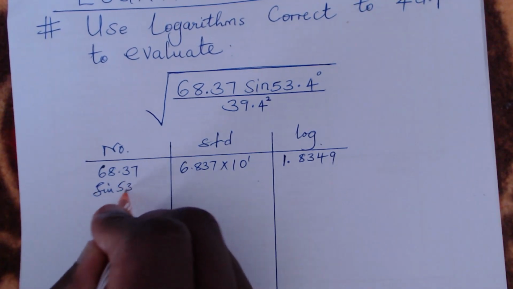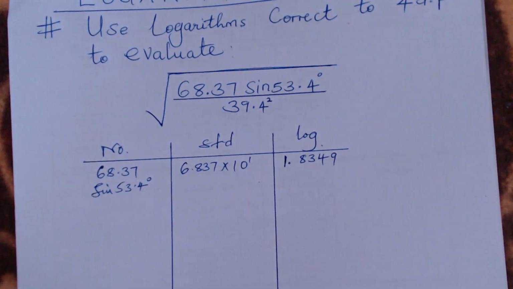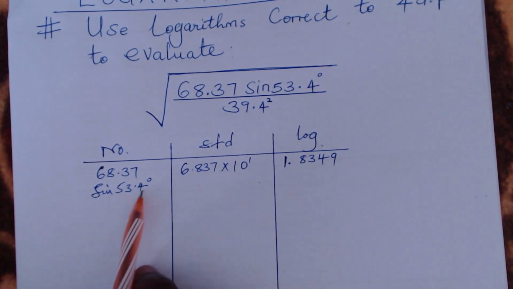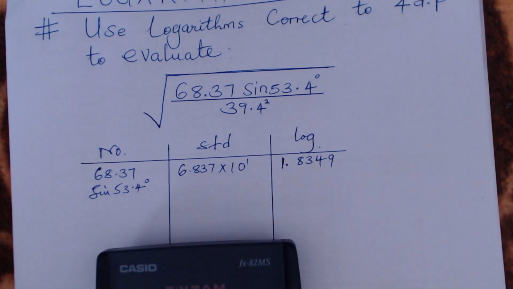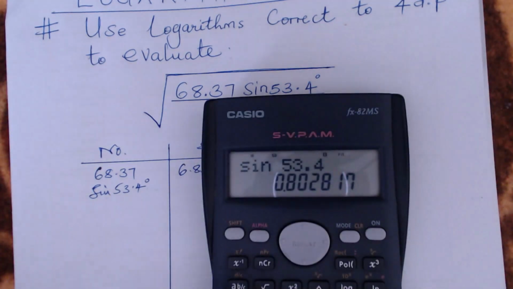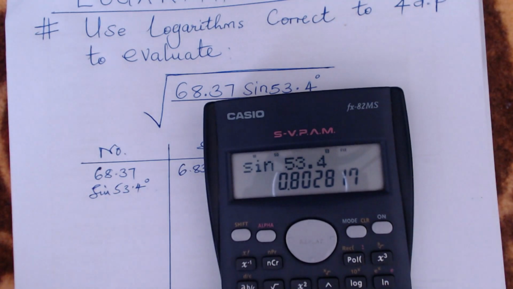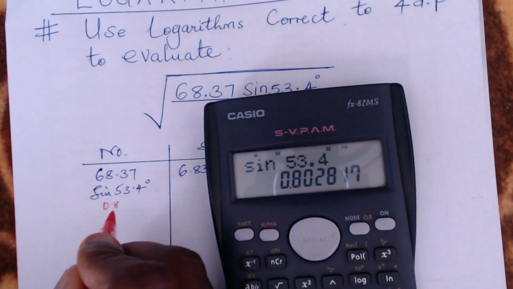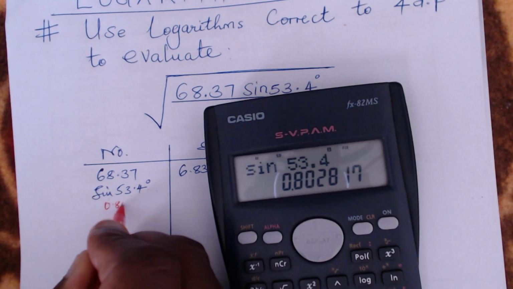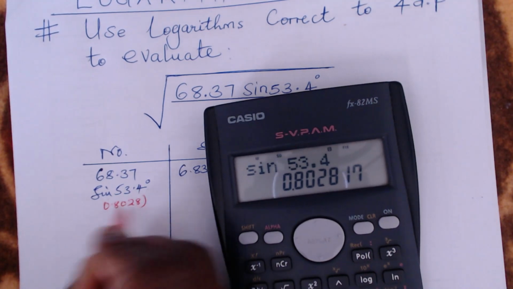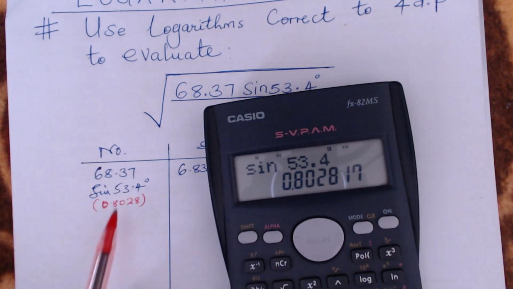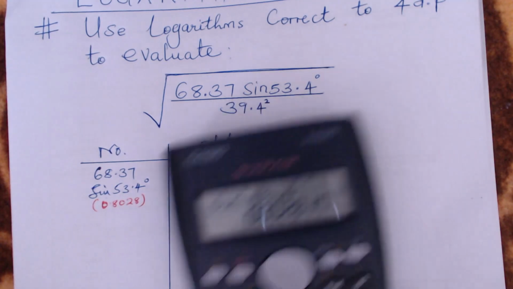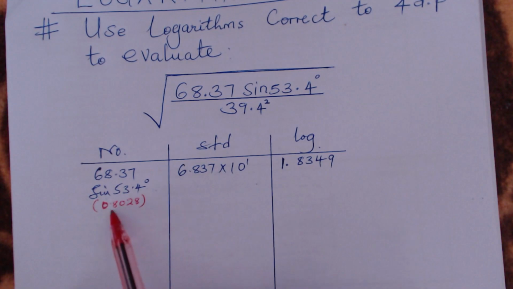Sine of 53.4 degrees. Now you can get the sine of 53.4 first. Let me get that. Sine of 53.4 is there. You write it here. 0.8028. Once you get the sine of 53.4, which is 0.8028, now get the logarithm of that. So we'll get the logarithm of these.